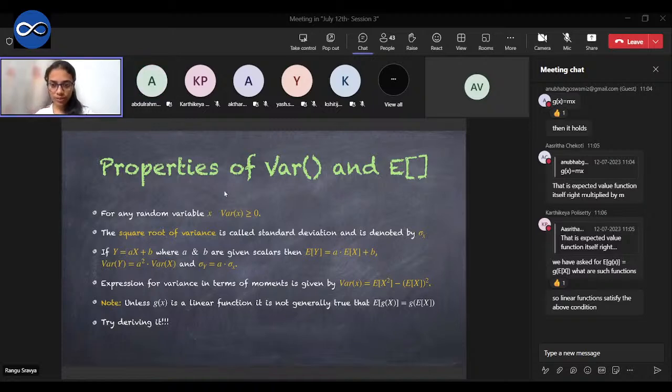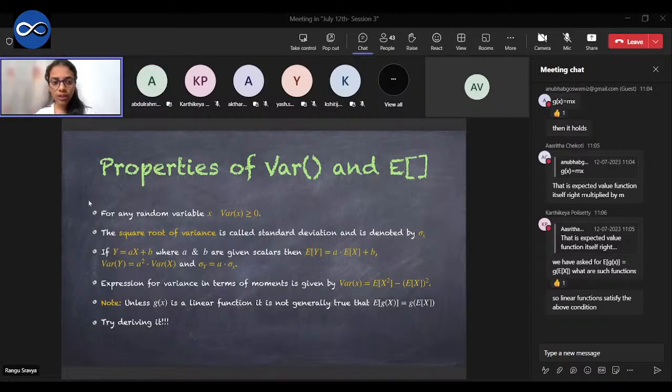It will be useful for functions of the form ax plus b. You can directly calculate the expected value, and the variance is simple to derive. You can derive it yourself. Variance of y will be a square into variance of x. Just apply the square root, and you will get the relation between y and x for the standard deviations.